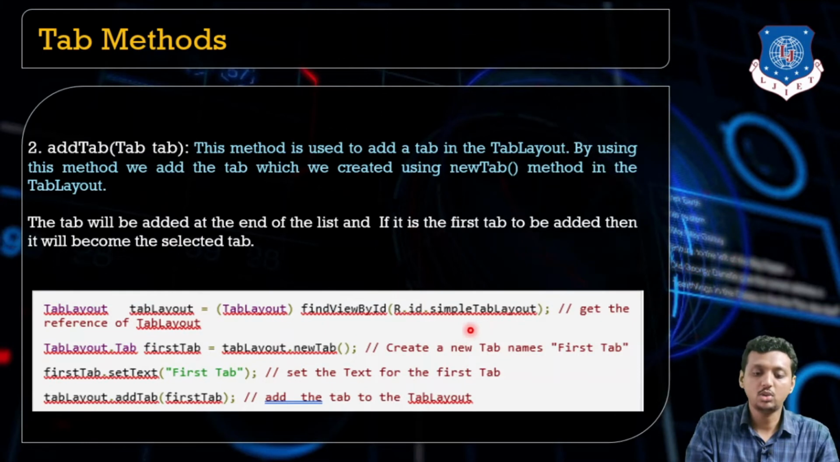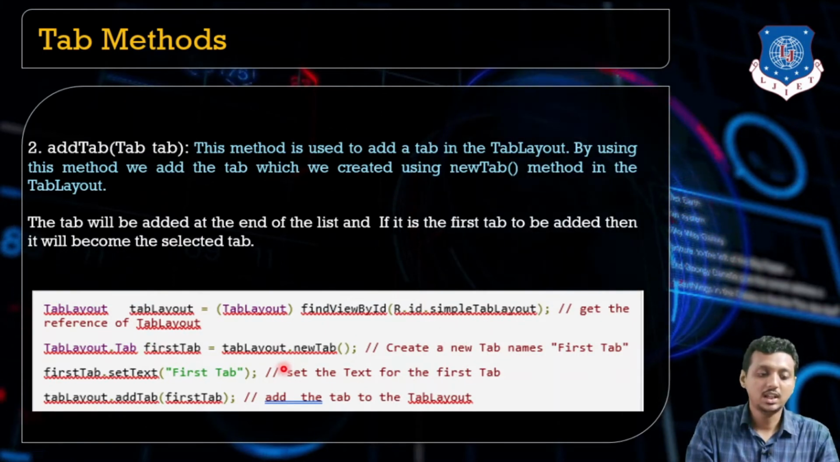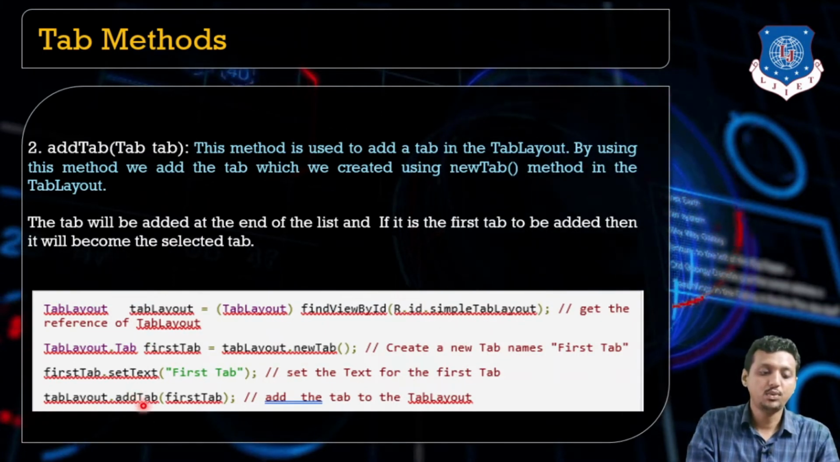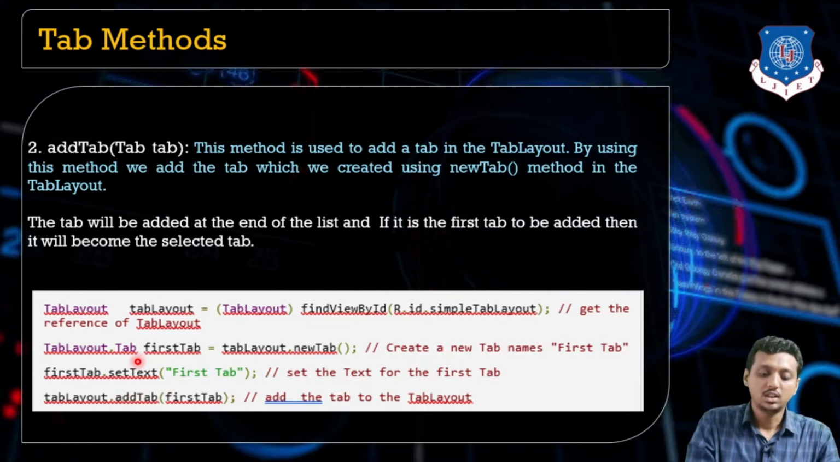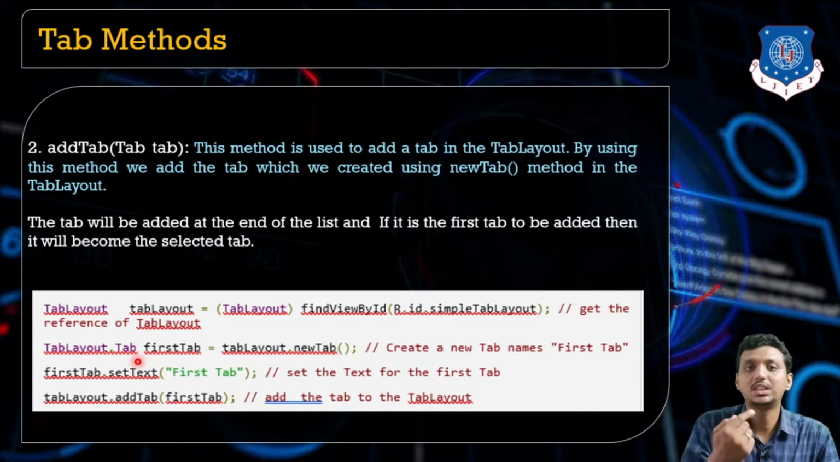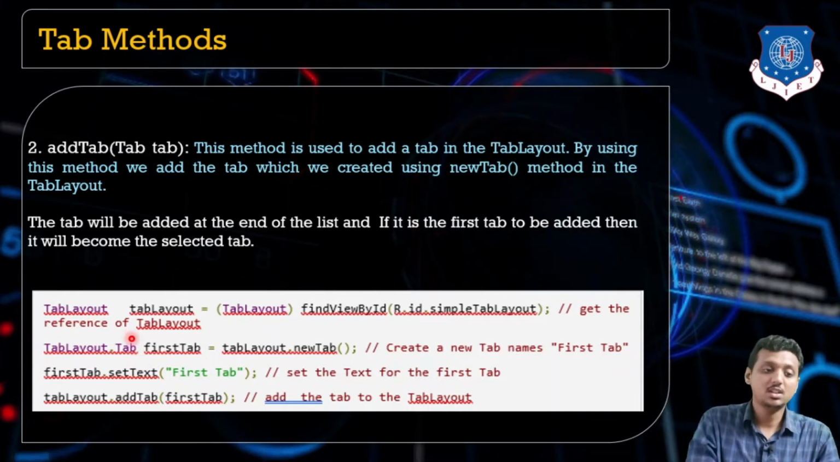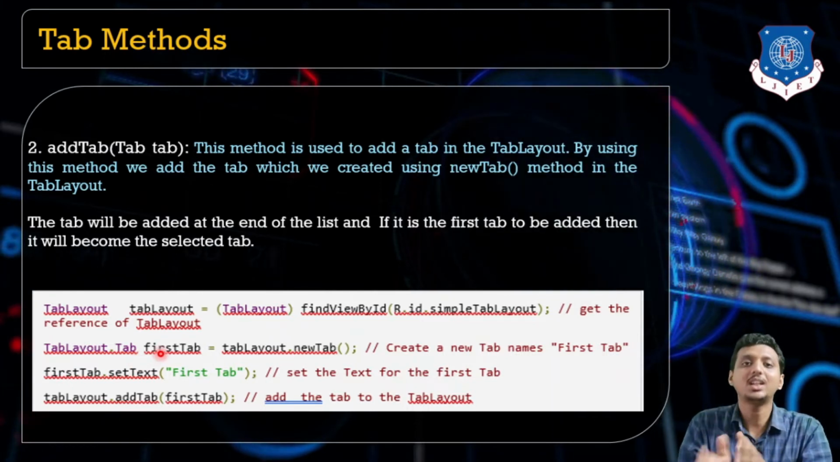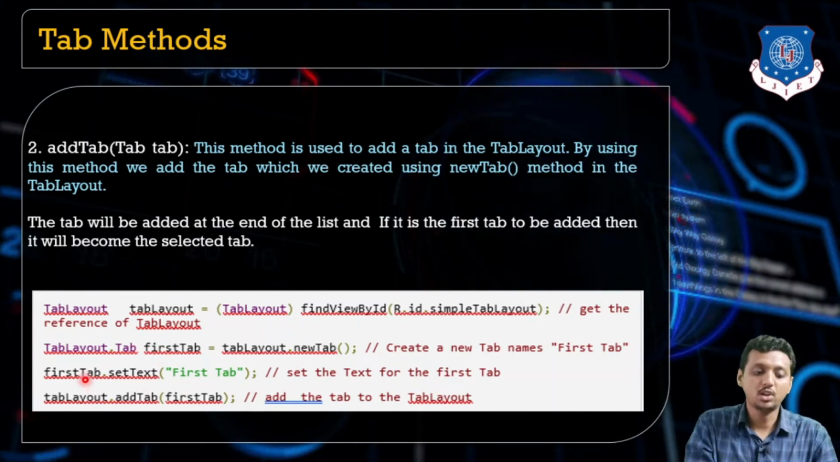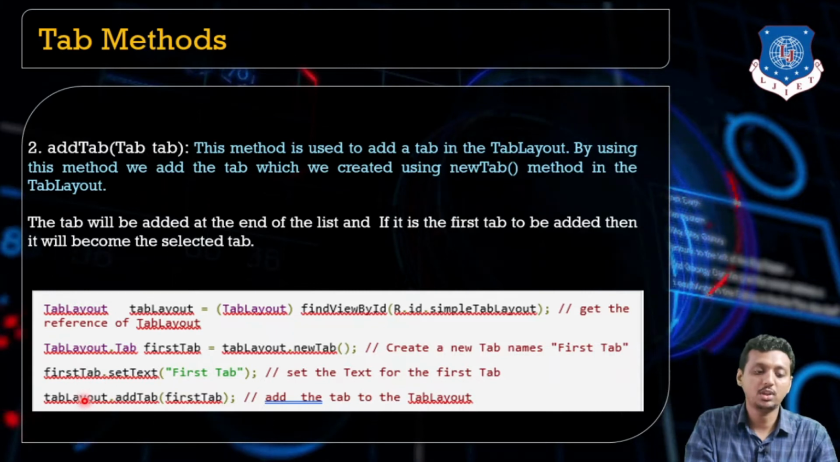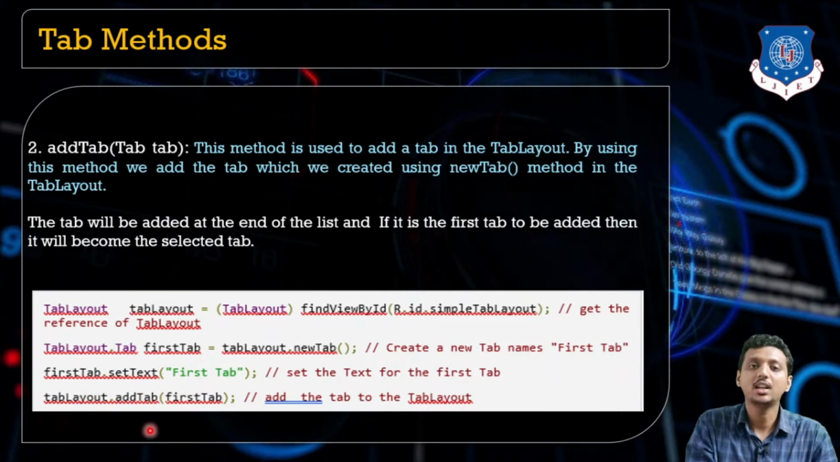So this is the tab layout. We first need to create the tab layout, then create a tab. Then if you want to add a tab inside the tab layout, you can do that. So the very first method is just used to create the tab. The second method is used to add the created tab in the tab layout. So here the first tab I have already created, then added inside the particular tab layout by calling the method addTab.